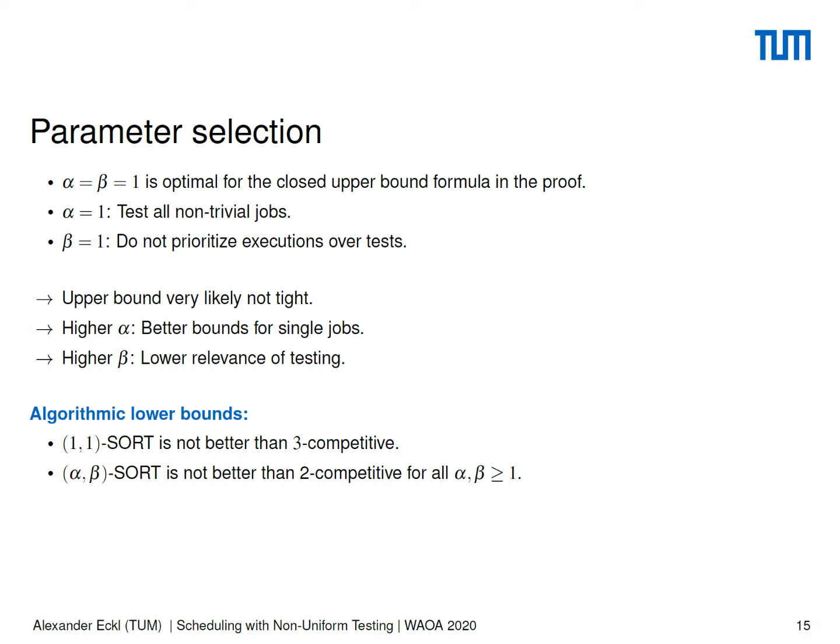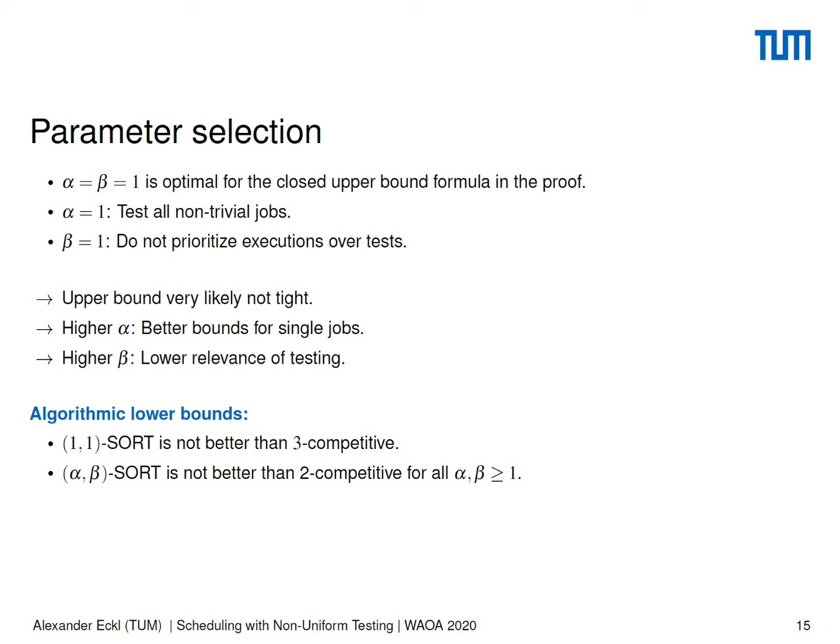It is likely that the upper bound we received is not the best possible. In practice, it might actually be better to set the values of alpha and beta to something a bit higher. For example, setting a higher alpha value means that we get better bounds for single jobs, as we've seen in the Makespan optimization. Setting beta to some higher value lowers the relevance of testing, which was the intuition that we had in the beginning. As can be seen in some of the algorithms for the uniform case, or some of the algorithms that we will present later, setting alpha and beta to some higher value makes sense, but for the closed formula that we received in our proof, alpha and beta equal to 1 is the best choice.